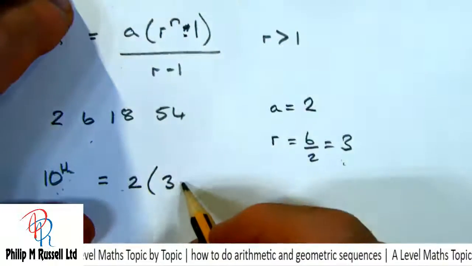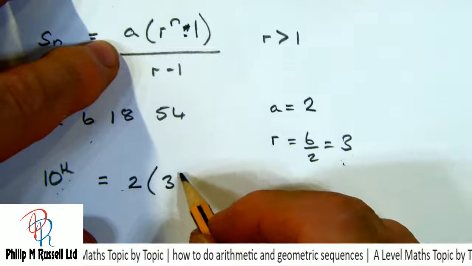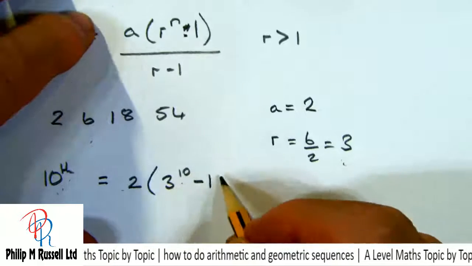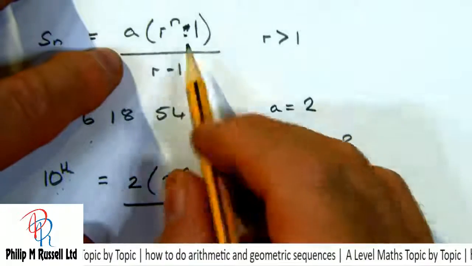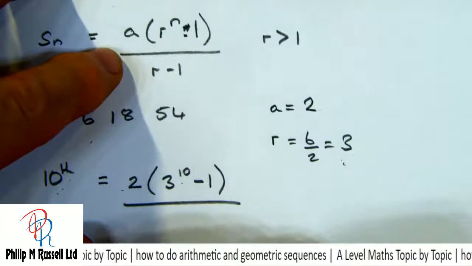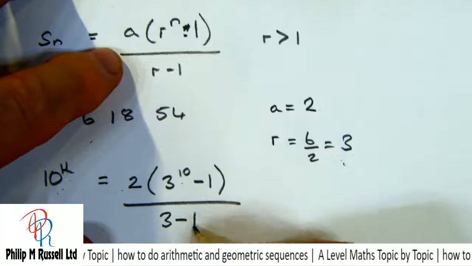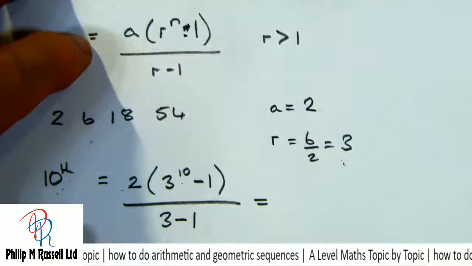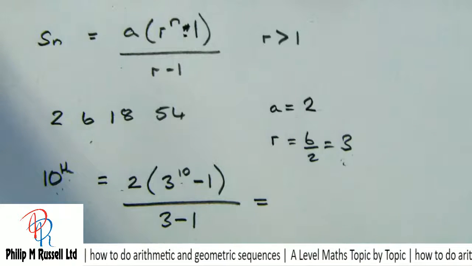That's where I wanted to write it, so that's going to be 3 to the 10 minus 1. I just wrote it in the wrong format there, really confused myself there, and that's going to be 3 minus 1. So off we go to the calculator to work this one out.